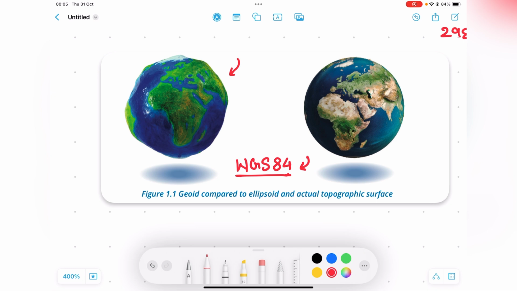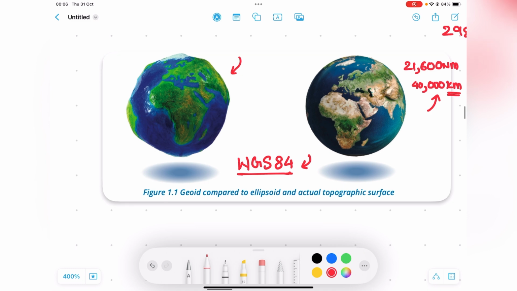Now, the circumference of the Earth, if we were to consider it to be a true sphere, would have been 21,600 nautical miles, or what we know as 40,000 kilometers. So please remember this kilometers value.